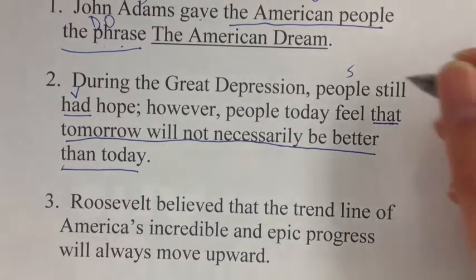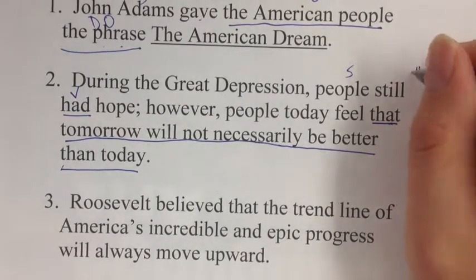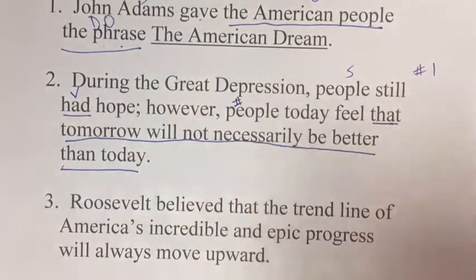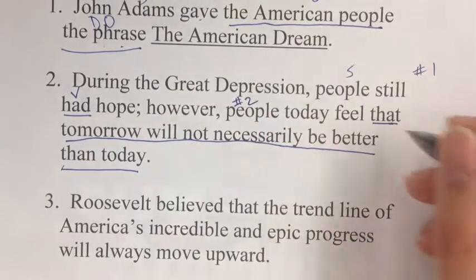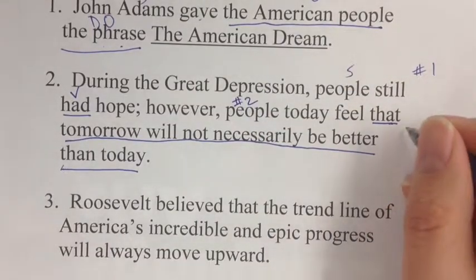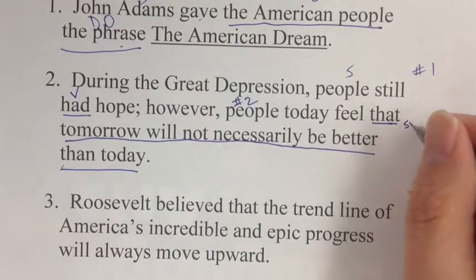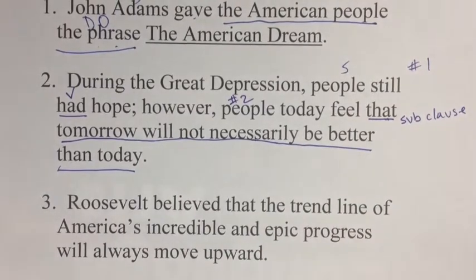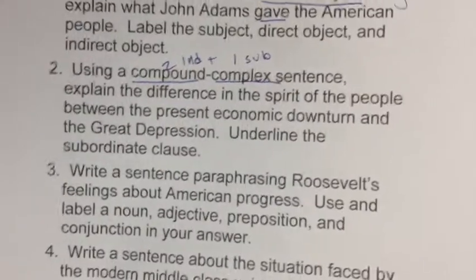So we have two independents. Here's independent number one. Here's independent number two after however. People today feel. And then here's our subordinate clause, this noun clause here. Here is our subordinate clause. This is called a noun clause. All right, three.